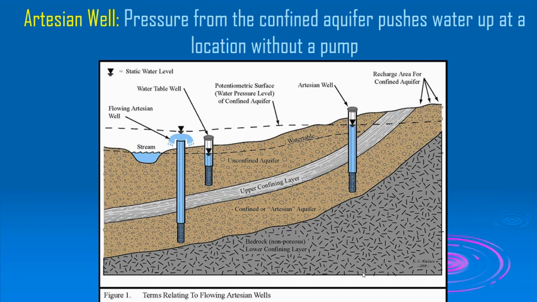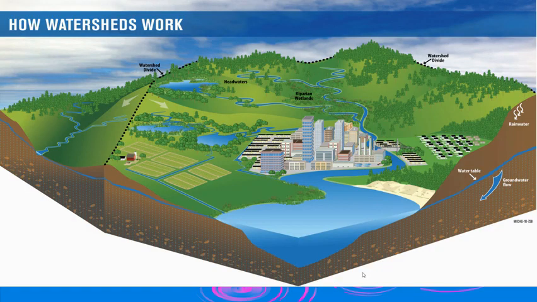An artesian well is a well that's drilled into a confined aquifer and it pushes water up at a location without a pump. So most wells require pumps to get the water out, but not an artesian well. So this diagram shows different parts of watersheds and aquifers interacting.